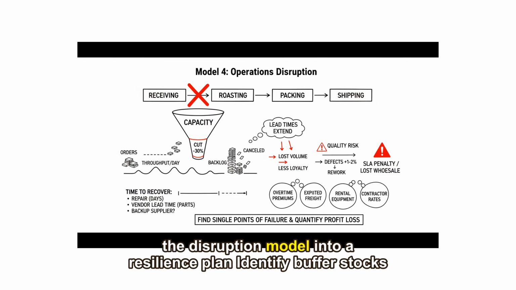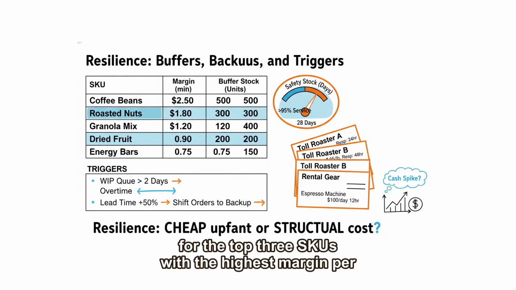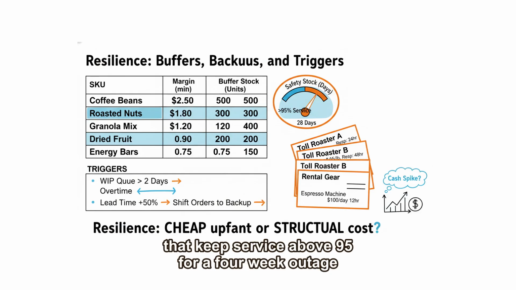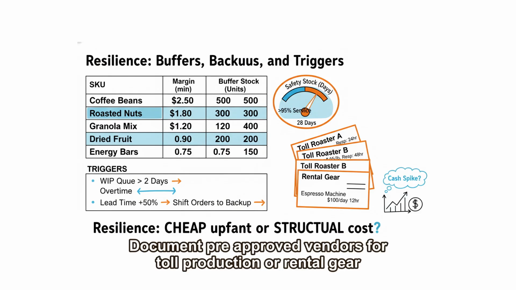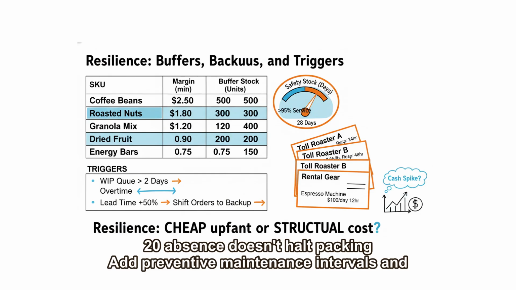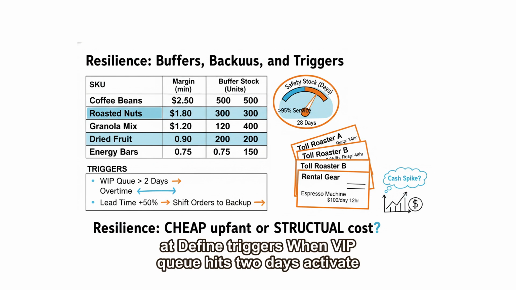Turn the disruption model into a resilience plan. Identify buffer stocks for the top 3 SKUs with the highest margin per minute of machine time. Compute minimal safety stock in days that keeps service above 95% for a 4-week outage. Document pre-approved vendors for toll production or rental gear, with pricing and response times. Cross-train roles so a 20% absence doesn't halt packing. Add preventive maintenance intervals and a spare parts kit list with cost versus downtime value at risk.